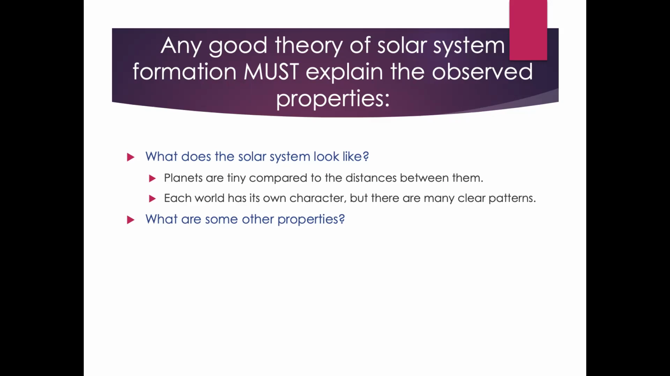Typically when you look at a solar system, it doesn't have to be our own, it could be a distant exo solar system, you'd find that the planets are very small compared to the distances that separate them. You would tend to see that every planet in that system has its own unique features. But there are some obvious patterns that you could point to, just like with our solar system when we look at terrestrial versus Jovian planets.